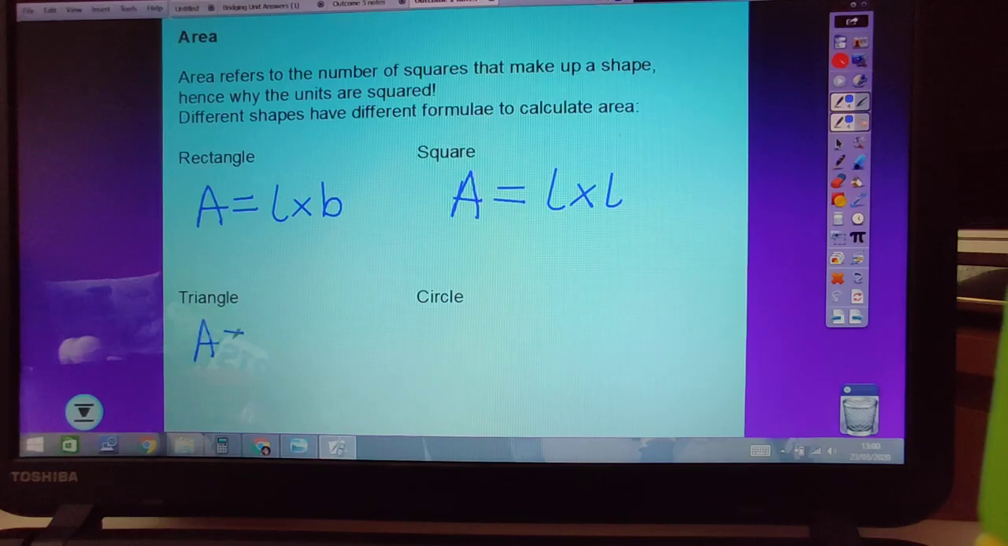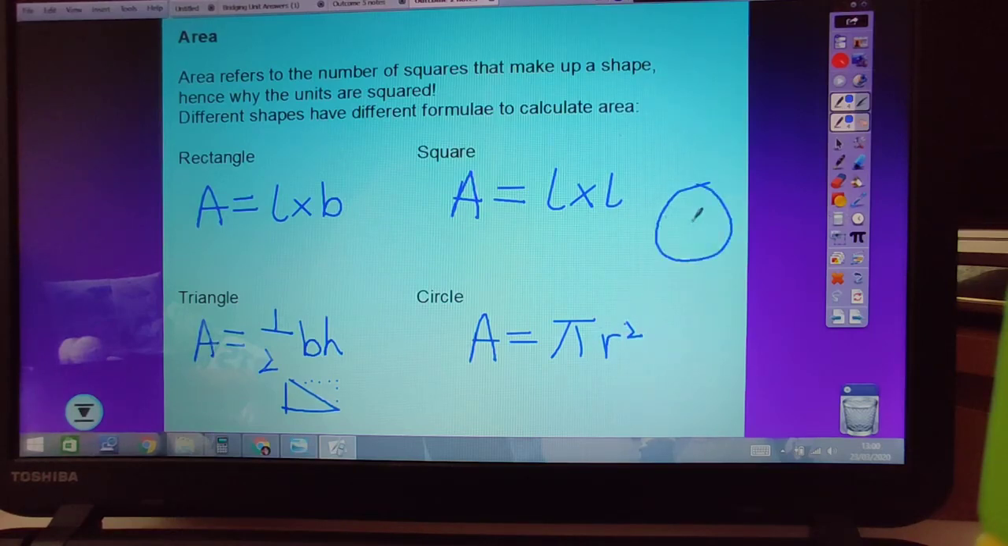The area of a triangle, specifically a right angled triangle, is a half times the base times the height. That's because it's half of a rectangle. And the area of a circle is equal to pi times the radius squared. Now radius, in case anyone's forgotten, is the line that goes from the centre of a circle to the outside. It's your half line within the circle. Diameter is the one that goes straight across the circle.